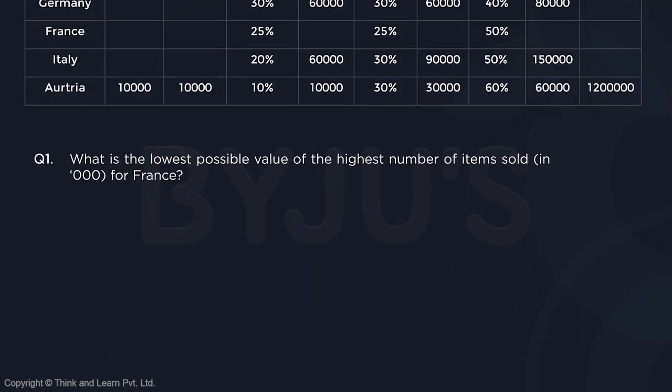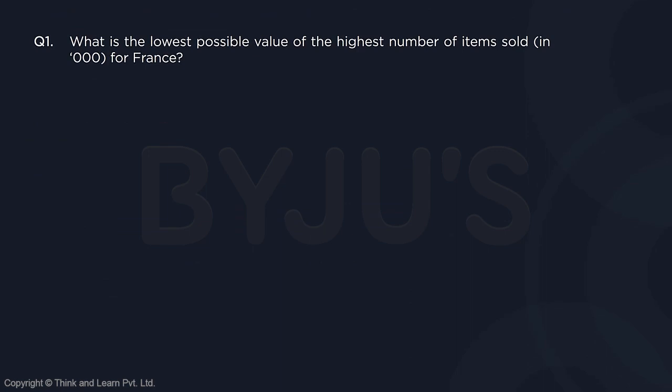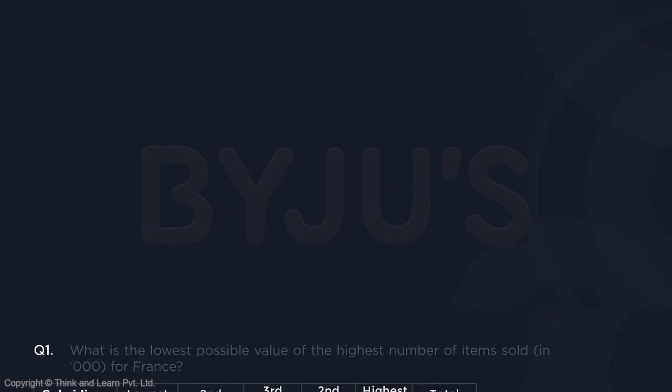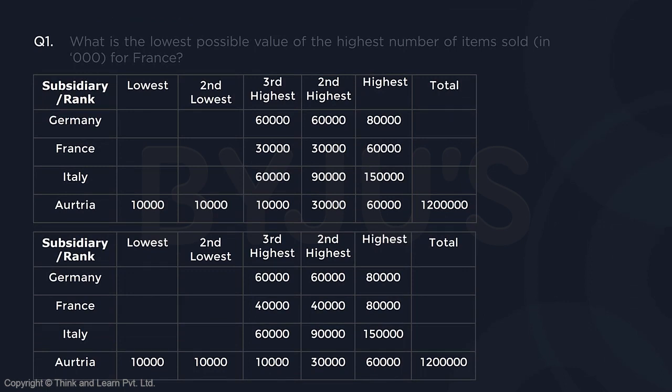Alright, what is the question? What is the lowest possible value of the highest number of items sold in France? These are the two cases we are considering. Lowest possible value of the highest value for France. For France, the highest is either 80 or 60. So what is the lowest value out of that? 60 only. That's your answer for the first question. Among them, if we need to find the lowest possible value, the answer is 60. I hope it is clear with the language, right?